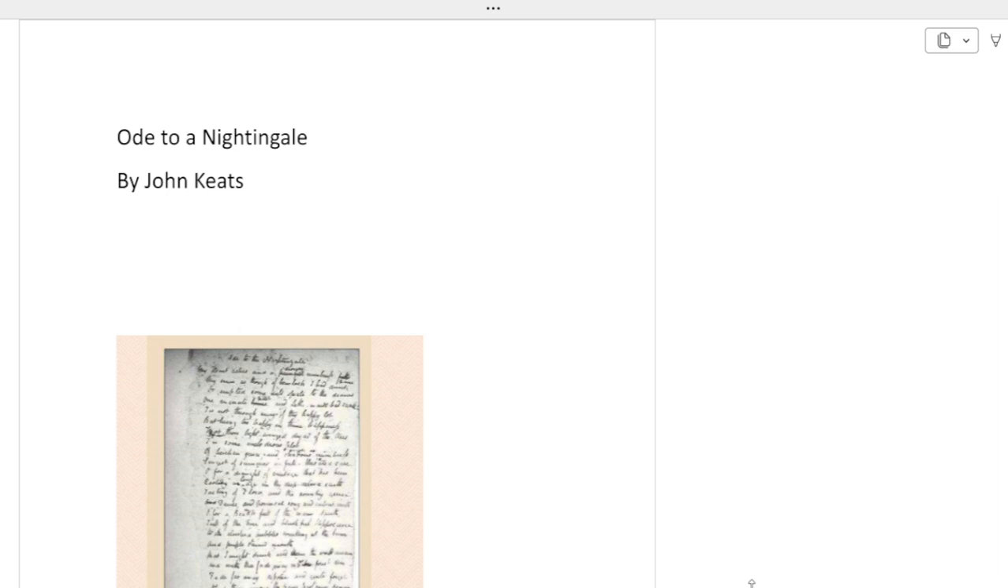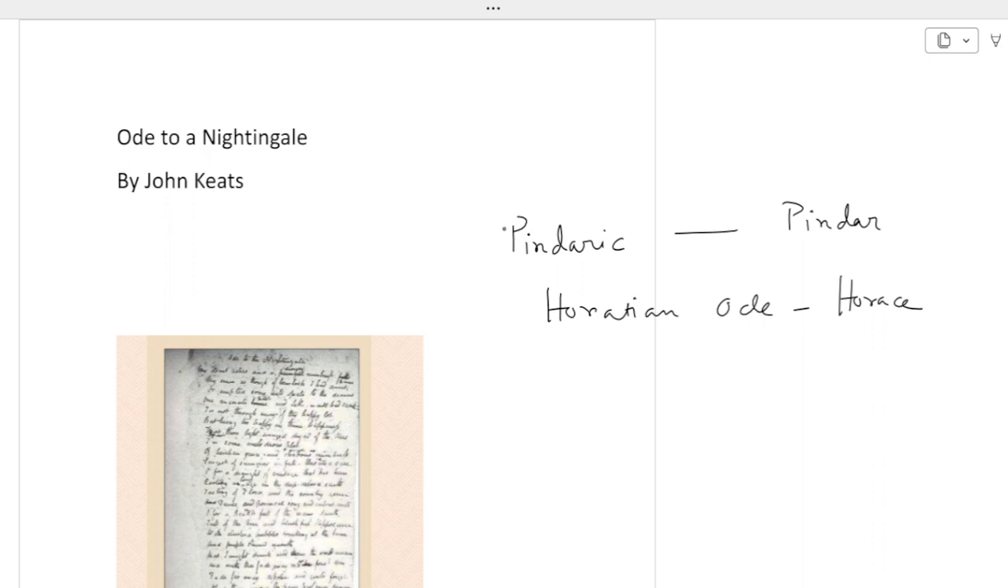You can divide odes into two types: the Pindaric ode, which comes from Pindar, and the Horatian ode, which is modelled on Horace. Our ode, Ode to a Nightingale, falls in this group. Now, why was this ode written? The background we will discuss now.